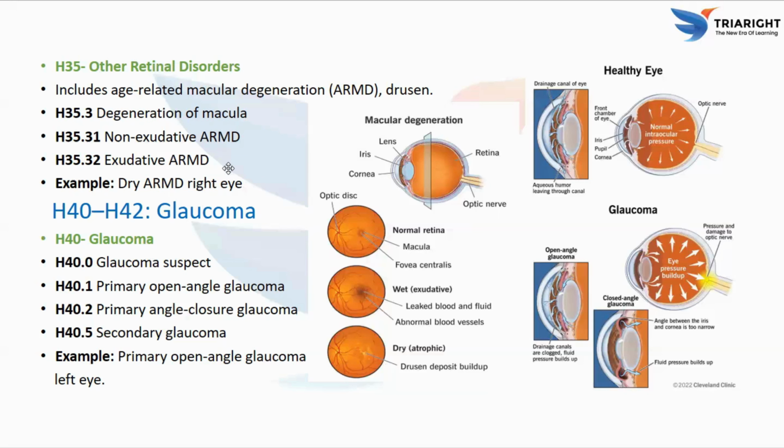This is more severe than non-exudative. Abnormal blood vessels grow under the retina in this case. These vessels leak blood and fluid, damaging the macula. In the picture, you can clearly see the wet exudative ARMD. In this, you can see the leaked blood, the fluid collection and the swollen retina.